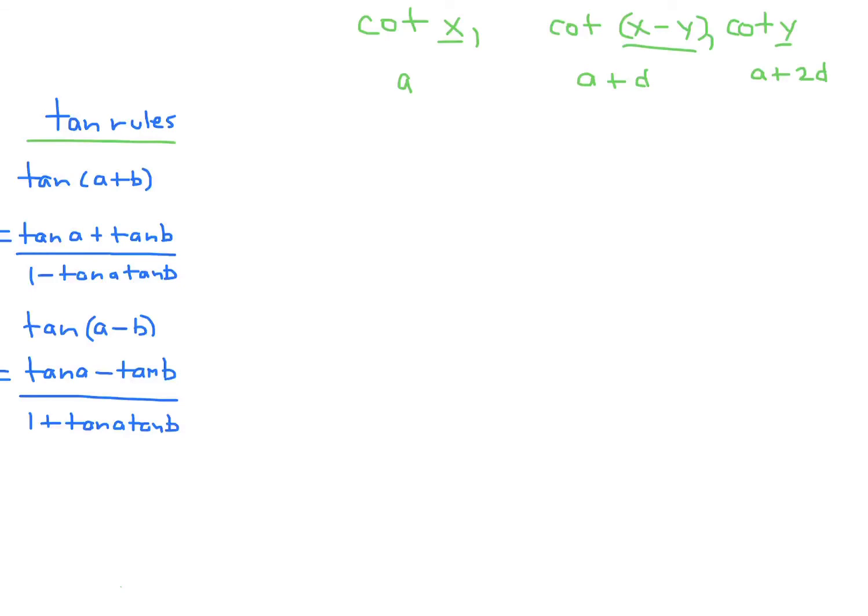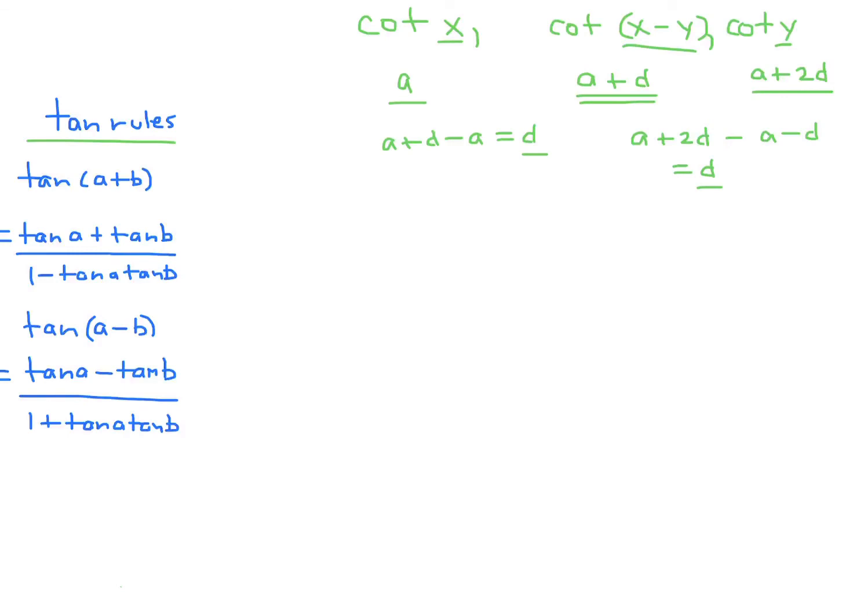Now the fact that they form this arithmetic progression again helps us, right? Because if you take the second term and subtract from it the first term, like a plus d minus a, you just get d. And in a very similar way, if you take the third term and subtract from it the second term, you get a plus 2d minus a minus d, and this is also d. So since those are equal, we can set them equal to each other.